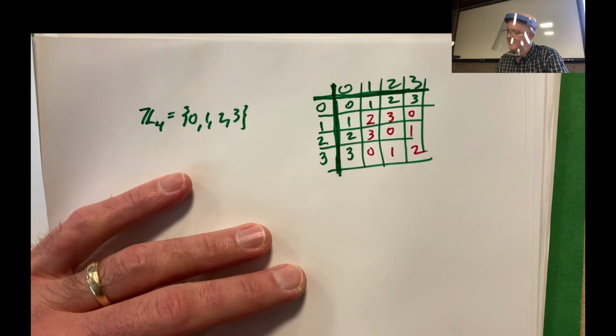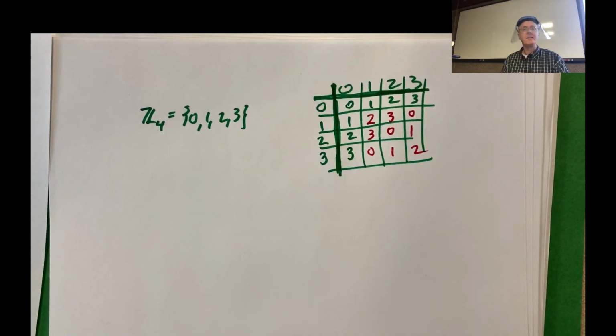You get this? So that's Z4. And it's abelian. Is that the only possible group of order 4 up to isomorphism?